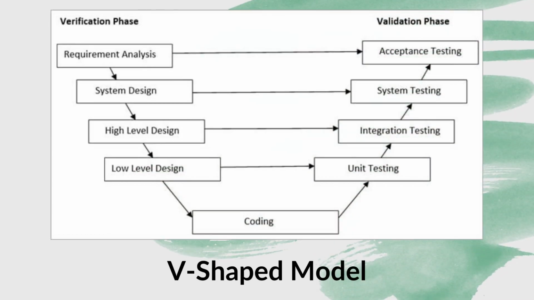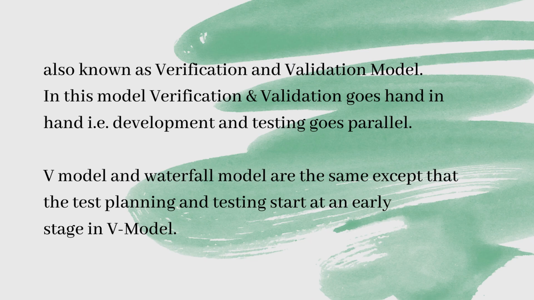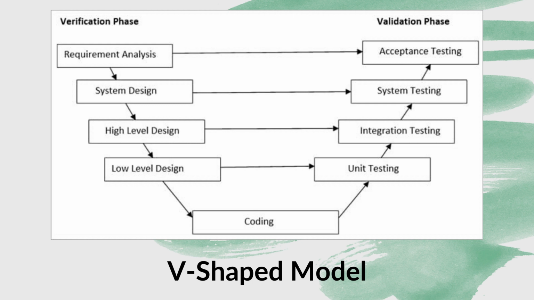The second SDLC model is V model. It is also known as the verification and validation model. In this model, verification and validation go hand in hand. For example, the development and testing go parallel. V model and waterfall model are the same, except that the test planning and testing start at an early stage in V model. You can see on my presentation the V-shaped pattern for this kind of model.